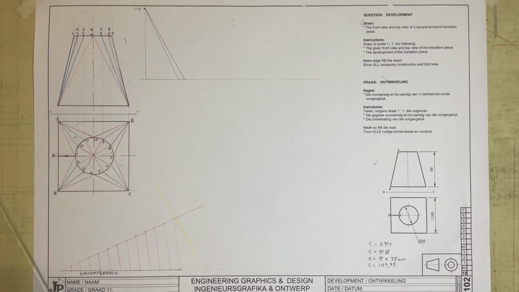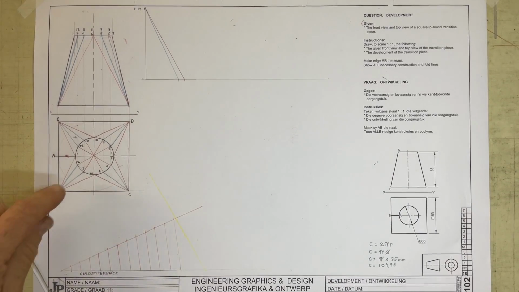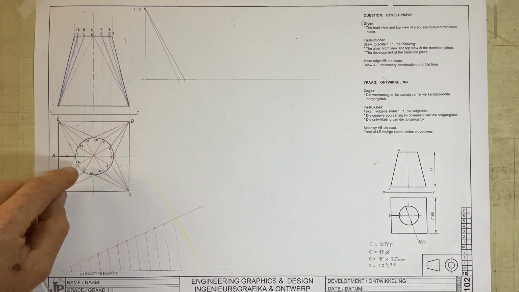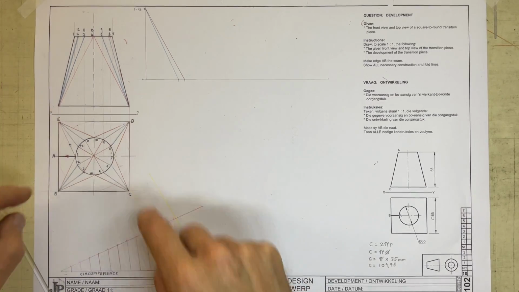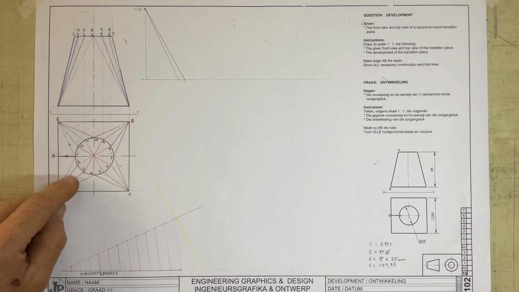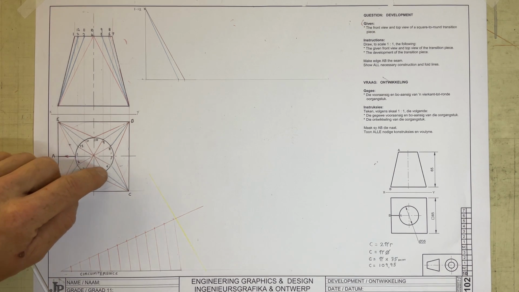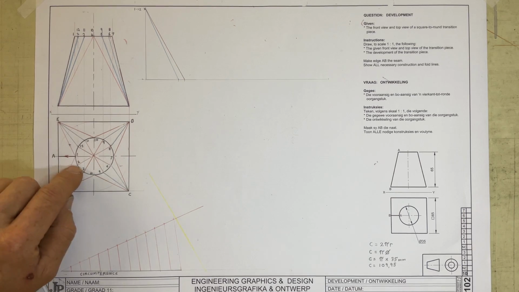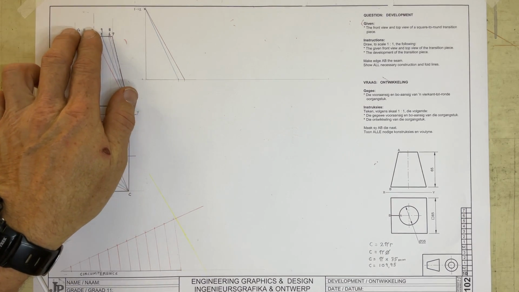All right, let's have a look at doing this transition piece over here. You can see that I've got a circular hole at the top and a square hole at the bottom. All right, so what we're going to do now is break that up into 12 equal parts. I've labeled it number 1, 2, 3, 4, 5, 6, 7, 8, 9, 10, 11, 12. You can see I've transferred those numbers up to the top over here.